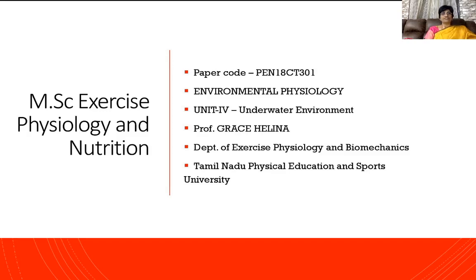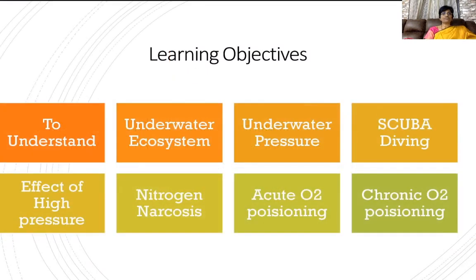Dear learners, today we are going to see the Unit 4 Underwater Environment under Environmental Physiology, the paper code PEN 18CT 301 under the program MSc Exercise Physiology and Nutrition. The learning objectives are to understand underwater ecosystem, underwater pressure, scuba diving, effect of high pressure, nitrogen narcosis, acute oxygen poisoning, and chronic oxygen poisoning.